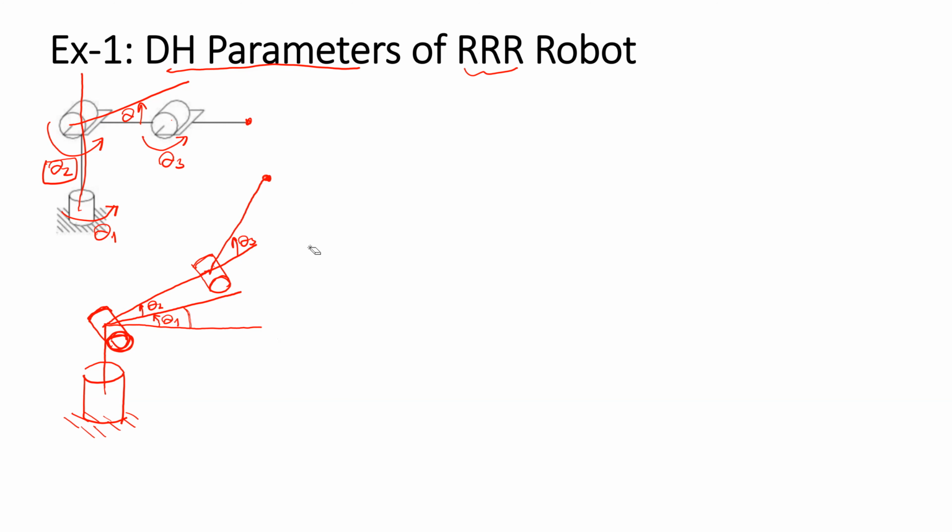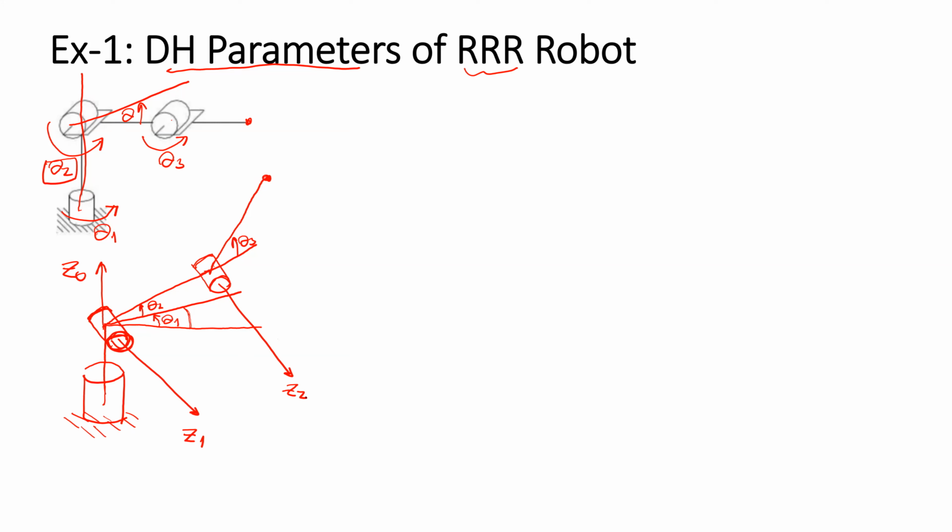And in order to attach frames, what is the first step we need to do? We know the joint axis, so you don't need to think much. For the first step, you just draw C0, C1, C2 along the direction of the joint axis of the revolute joint. This is the first step.